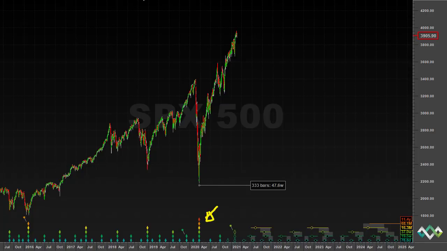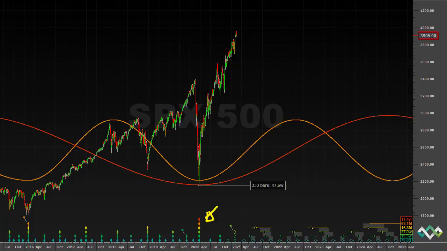Let's add the same cycle lines to this analysis so that we can see what those cycle lines are telling us. Here we can see that the 54-month cycle at the moment is influencing price to move upwards, and the 9-year cycle is also influencing price to move upwards at the moment. And so that makes a little more sense, I think you will agree, in terms of the bullish move that we have had since March of 2020.